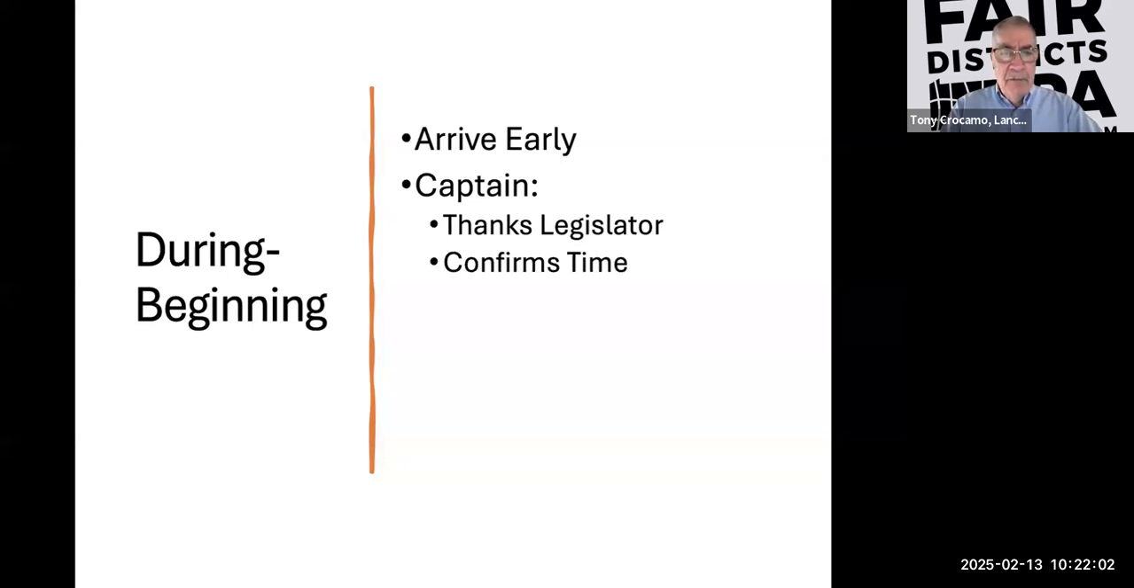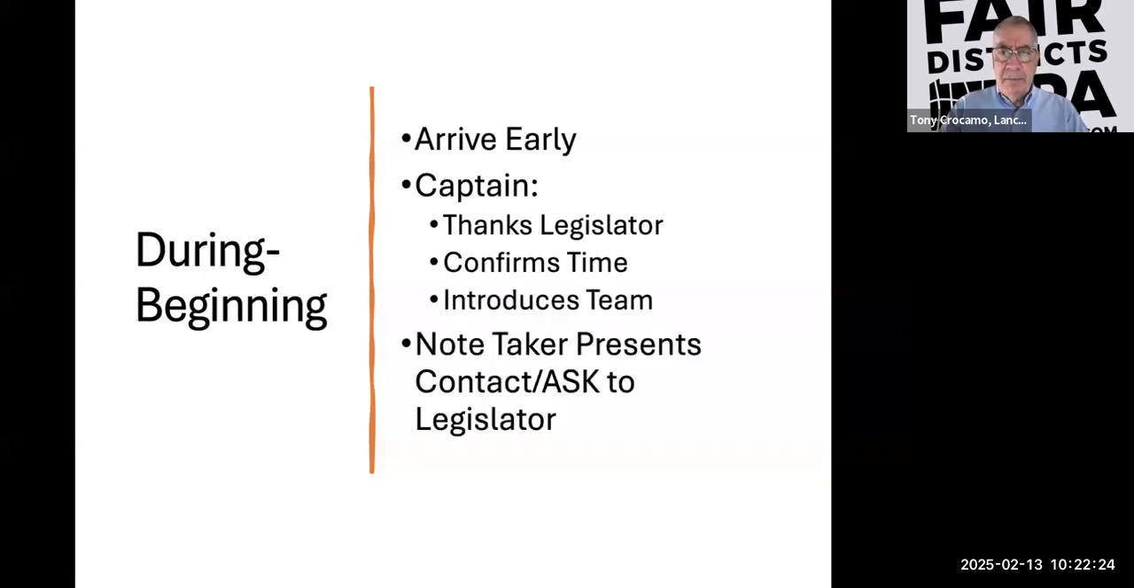Beginning of the meeting, the captain confirms the length of time of the meeting. And again, because you've already discussed this, if the legislator says, I'm sorry, I have something coming up I have to get to, I only can give you 15 minutes, you already know which what brought me here story is going to be told and which have to be cut. Captain introduces the team members.